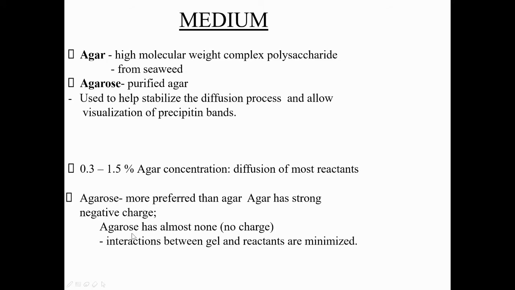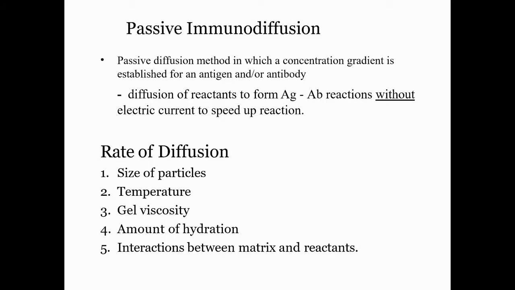Agarose has almost none. It will be like a neutralized one, which will allow the interactions between antigen and antibody to take place in a huge amount. And then we can get maximum precipitation in the case of agar gel.